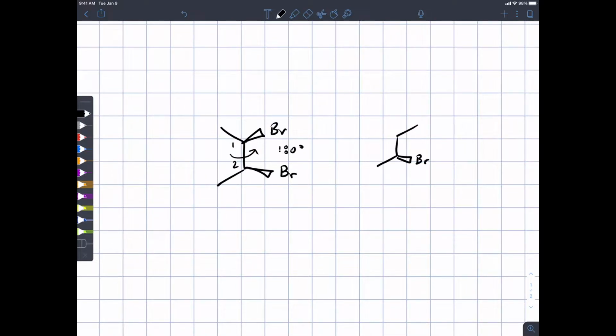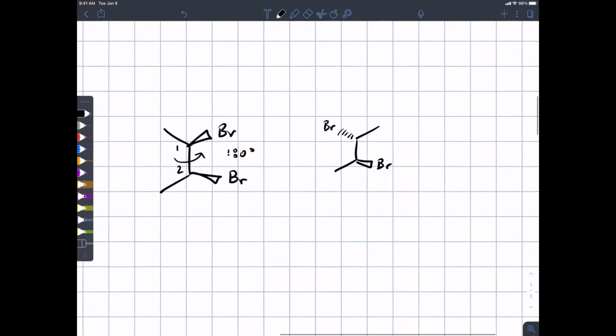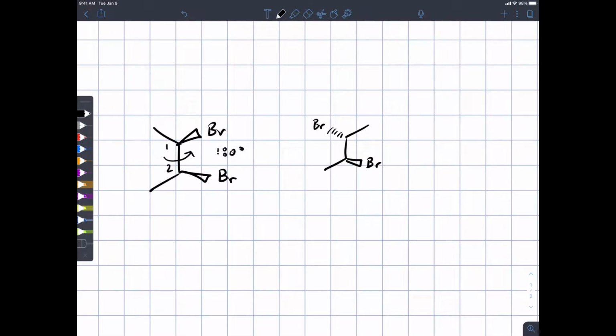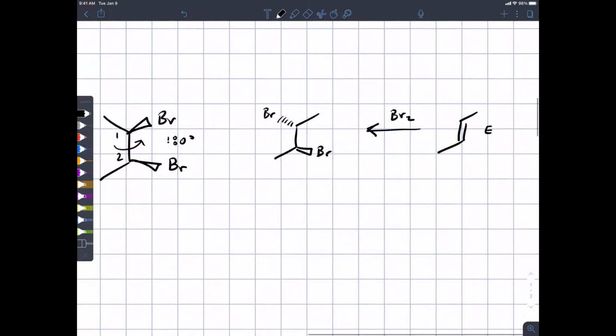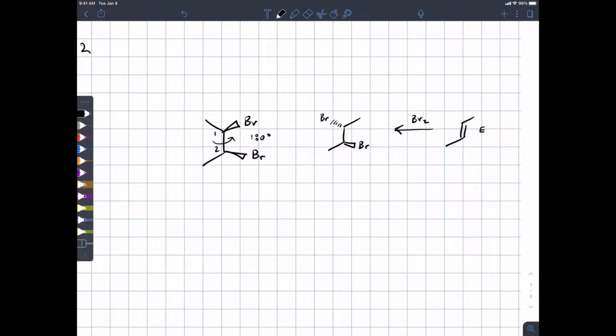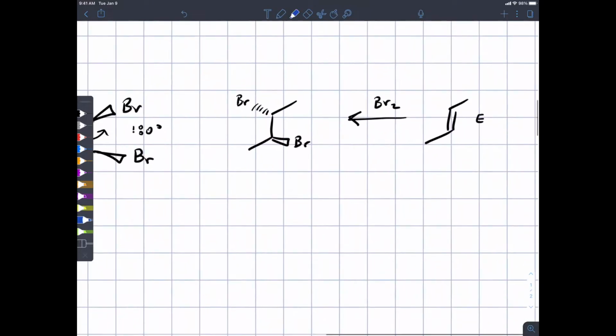We'll keep carbon 2 in the same place, but now we'll have Br, instead of pointing out at us, going back into the page. Now it looks like possibly an anti-product, right? And in fact, we could have gotten this product from bromination of the trans or E alkene. So you can't look at a product and say whether it's syn or anti. In order to know that, you have to know what the starting material was. Because when we say syn versus anti, we're talking relative to the carbons of the original double bond.